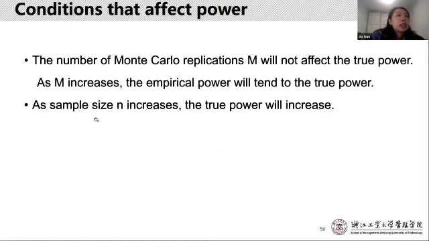So this slide tells us the conditions that affect the power. Maybe we are curious about which things will affect the power. I will say that the number of Monte Carlo repetitions M actually will not affect the true power. As this number M increases, the empirical power will tend to the true power. And actually, the sample size N will affect the true power. When the sample size N increases, the true power will increase.